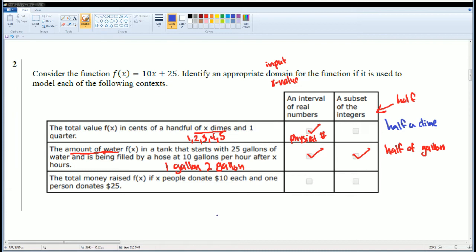Right, so here, the last one, the total money raised, f of x, if x people donate 10, the total money if x people, ooh, look very carefully here. It says x people. These are people. So, can you have one person? Yeah. Can you have 2 persons? Yeah. Okay, so yes, you could have a whole number of them. Can you have half of a person? All right. Can you cut a person in half and can they still donate? No. Okay. So this wouldn't work. So this is x people.